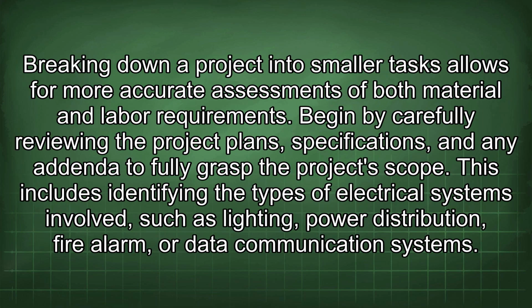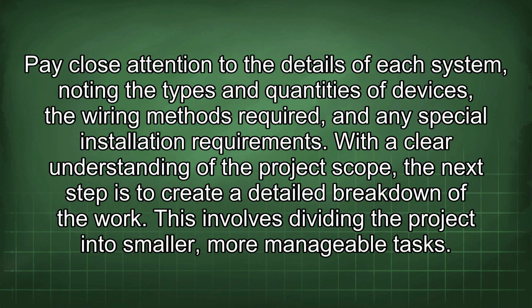Breaking down a project into smaller tasks allows for more accurate assessments of both material and labor requirements. Begin by carefully reviewing the project plans, specifications, and any addenda to fully grasp the project's scope. This includes identifying the types of electrical systems involved, such as lighting, power distribution, fire alarm, or data communication systems. Pay close attention to the details of each system, noting the types and quantities of devices, the wiring methods required, and any special installation requirements.